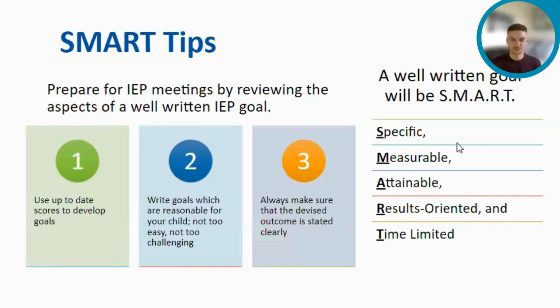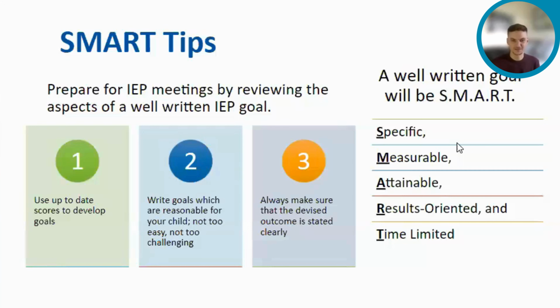Allison already mentioned this, but I'll just read on the slides here. As we're doing this, we really want to use up-to-date scores to develop the goals. So always making sure we have the most recent information, because that will be the present level of performance. We want to write goals which are reasonable for your child, not too easy, not too challenging.